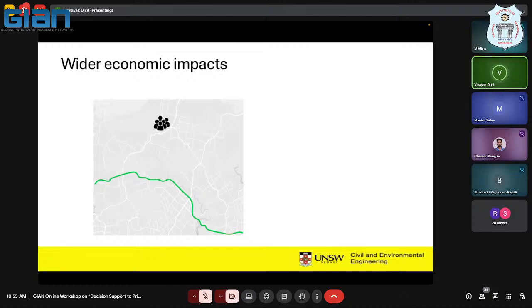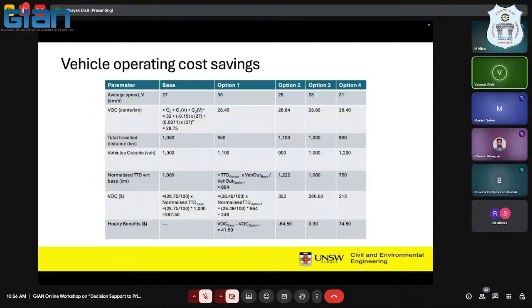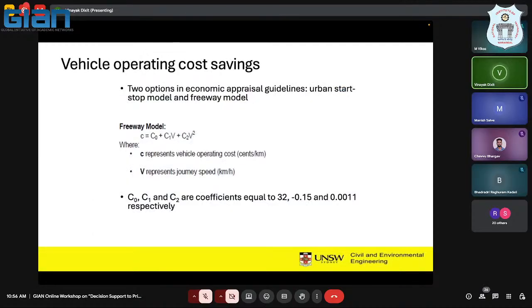So one of the questions we are always asked is, what are the wider economic benefits, the wider economic impacts of our projects? What do wider economic benefits mean? If we look at what we have done so far, we have only looked at it from a vehicle or an individual perspective, and the only thing that shows up in our economic assessment is travel time savings or vehicle operating cost.